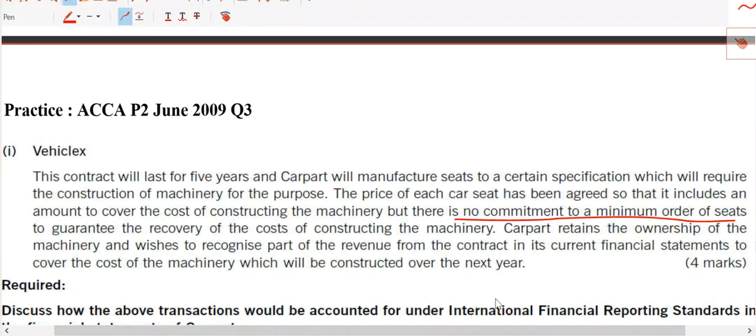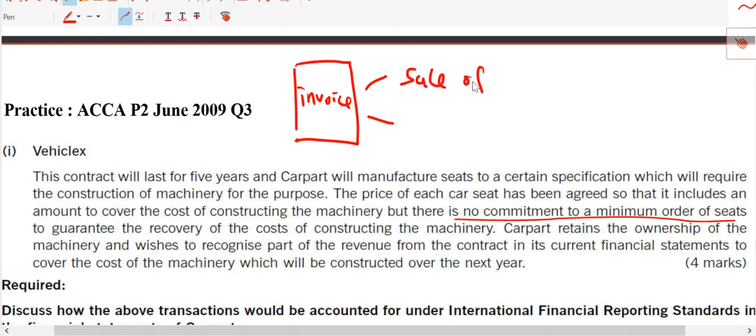So in summary, we have two things to make, machine and car seat, but we sell only the car seat. Now the company says, when I have the invoice to sell the car seat, I would like to show the revenue from the sale of car seat. This one I think no problem. And even in the question we didn't bring this up.